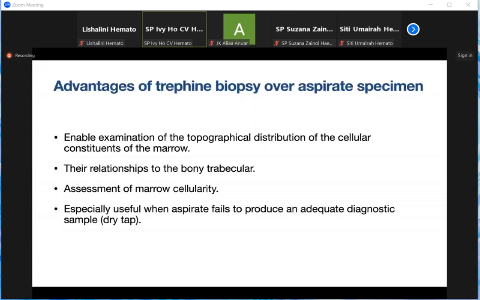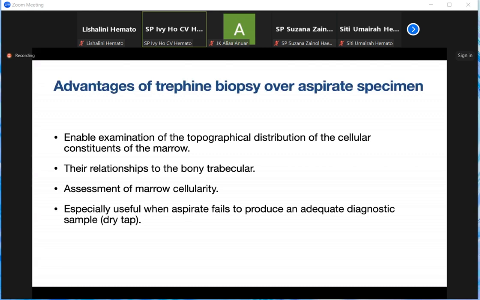Before starting talking about lymphomas, I will go through some brief intro about Trephine biopsy, and what are the normal things, because we cannot talk about something abnormal before knowing what is normal, right? So what are the advantages of doing a Trephine biopsy over aspirate? First of all, looking at Trephine enables us to examine the topographical distribution of the cells, different components of the cells in the marrow, and to relate this hematopoietic component to the surrounding bony trabeculae, because this will give us a lot of useful information in our diagnostic work.